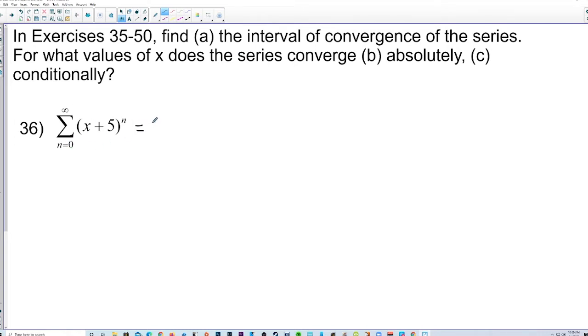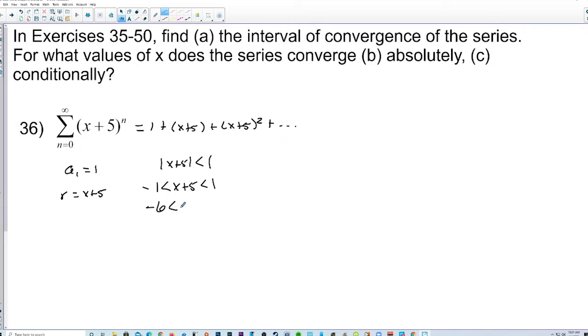If you plug 0 in, you get 1, then x plus 5, and then x plus 5 squared, and so on. A sub 1 is 1, but more importantly, r is x plus 5. So the absolute value of x plus 5 has to be less than 1. We have negative 1 is less than x plus 5 is less than 1. And then when we subtract 5, we get negative 6 is less than x is less than negative 4.